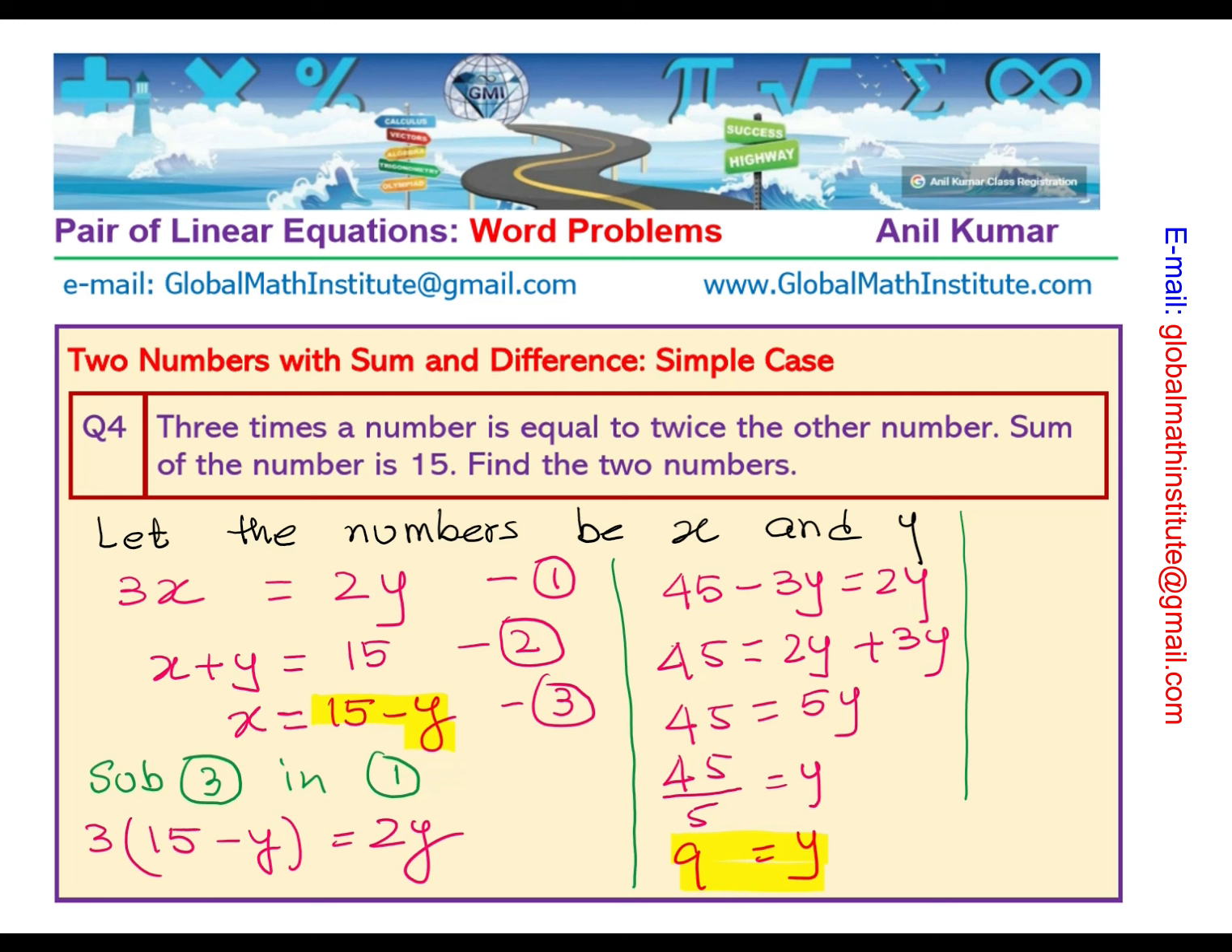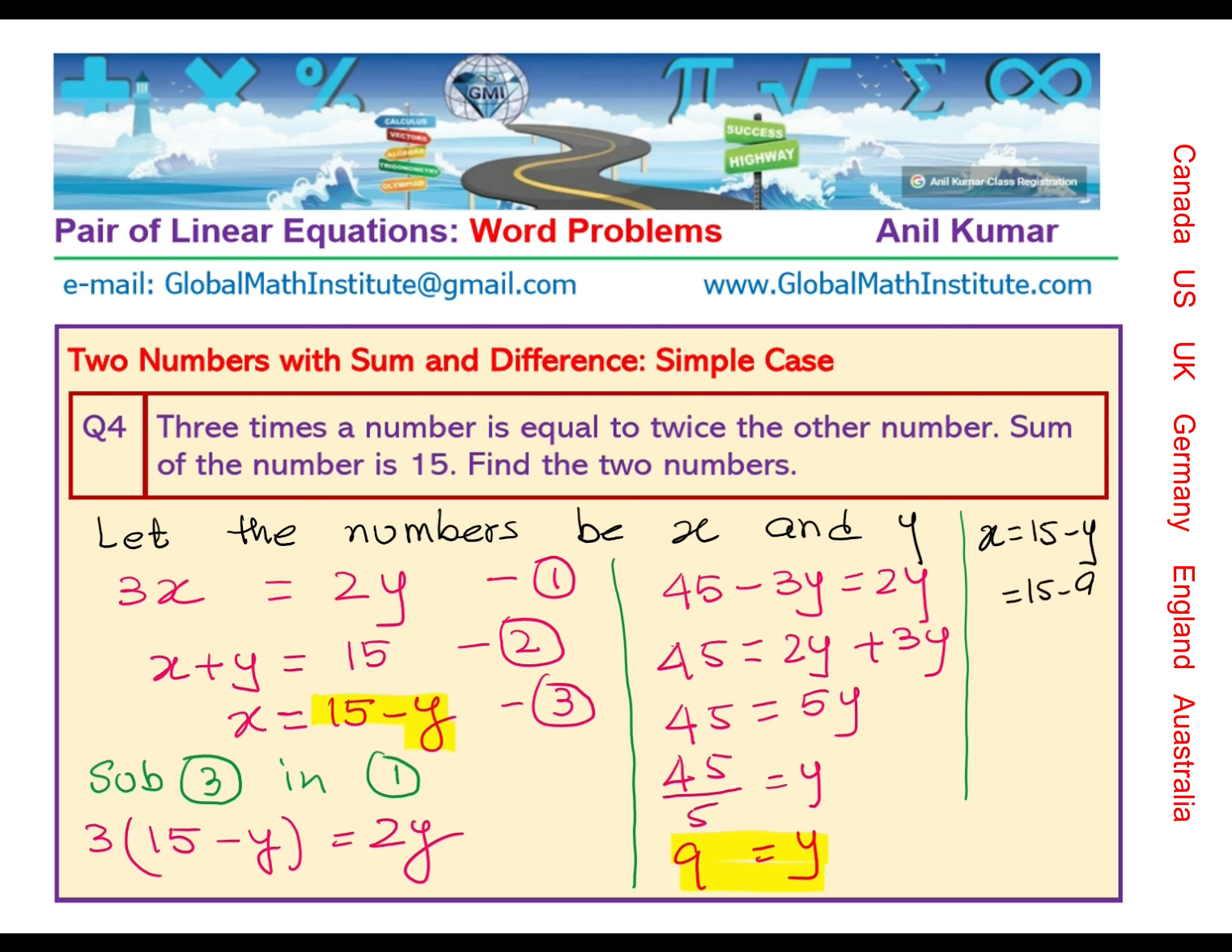So x is 15 minus y, which is 15 minus 9, which is 6. So we have our answer, and the solution is x equals 6, y equals 9. Is that clear to you? You can see that their sum is 15, right? So that is how we can solve question number 4.